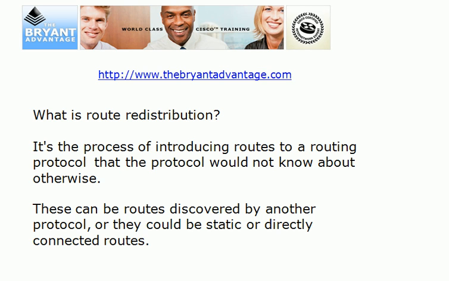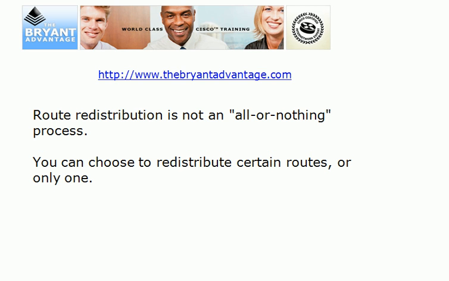So again, they can be dynamically discovered routes, they can be static routes, or they could be directly connected routes that you're redistributing. Now, route redistribution is not an all or nothing process. You can choose to redistribute certain routes or only one. And what I mean by that, and we'll see that again here in a moment in the lab, is you can have 4 static routes on a router.